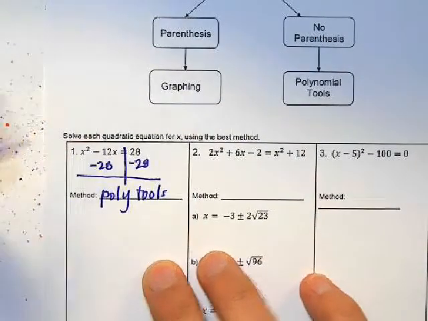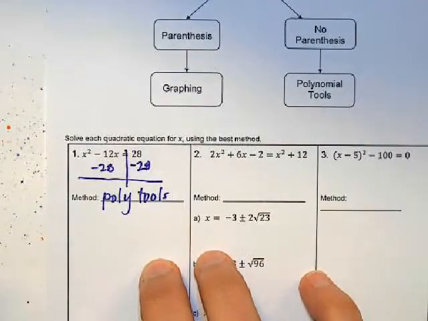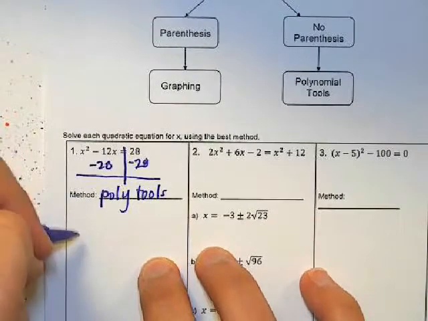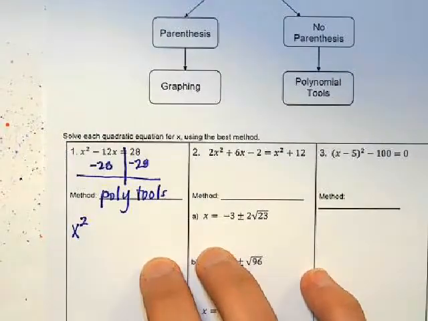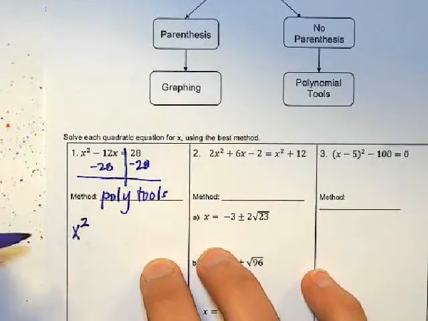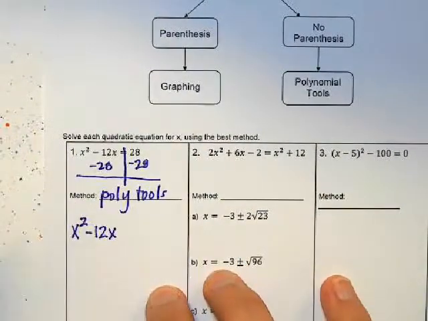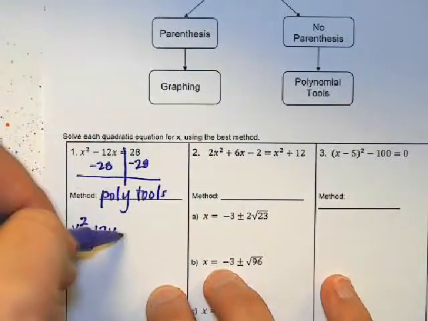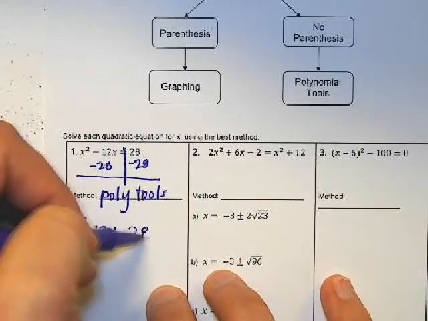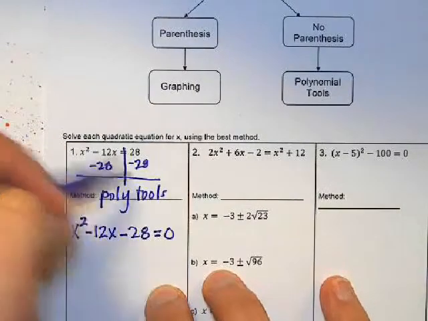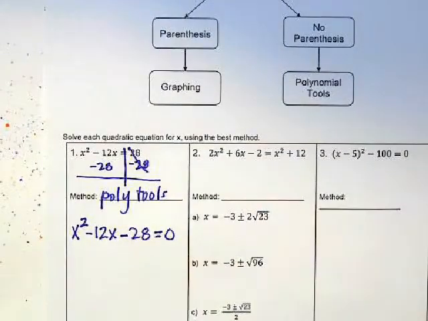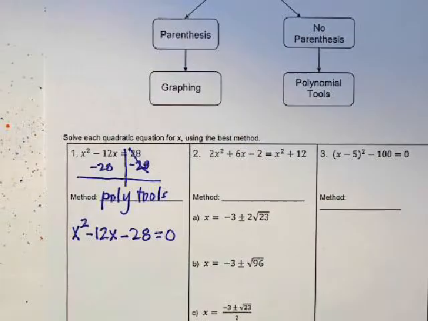Does the order matter which I write them in? Yes. Which one has to go first? X squared. Then what? Minus 12x. Then what? Minus 28 equals 0, because those cancel out. Okay? Now is it ready to go in polytools? Yes. Okay. Turn your calculators on.